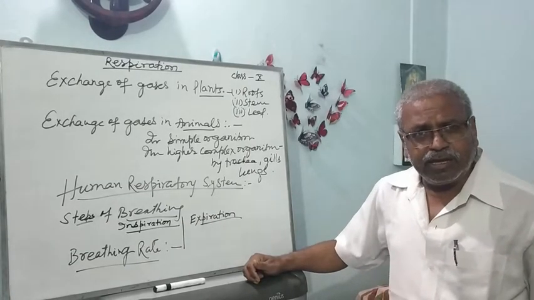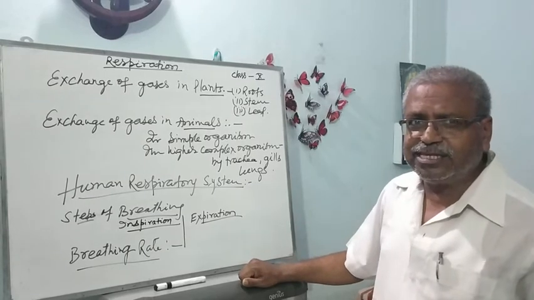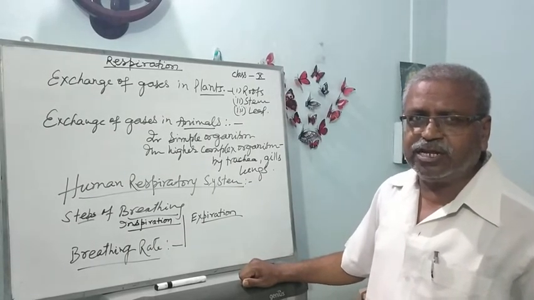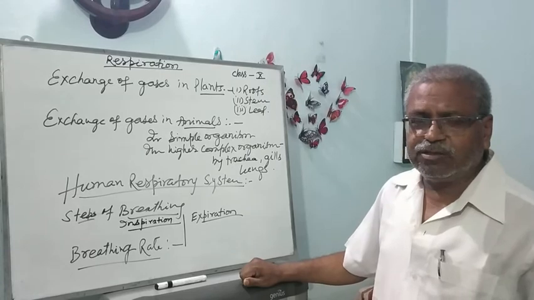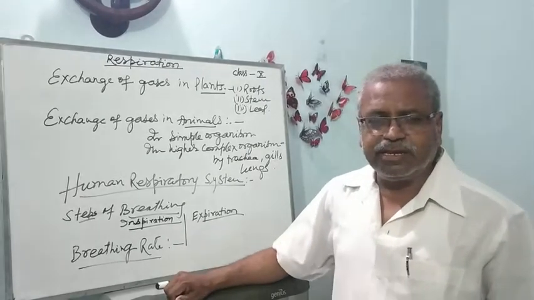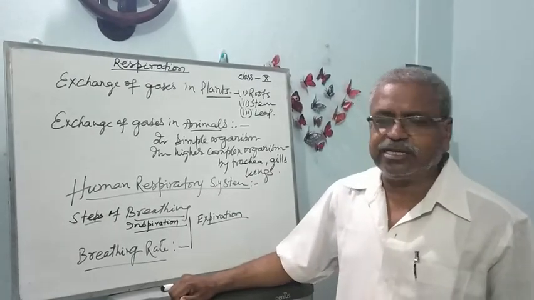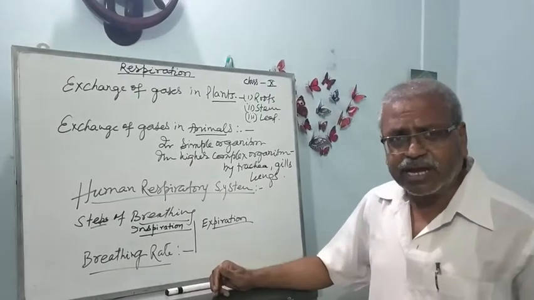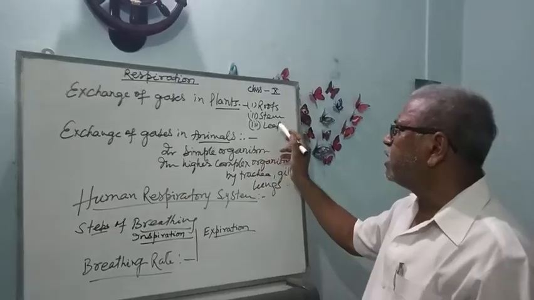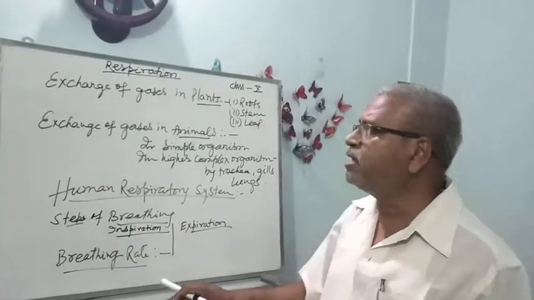The oxygen diffuses inside through stomata and then diffuses through the loose intercellular spaces. Similarly, the carbon dioxide gas formed inside the leaf diffuses outside through the stomata.